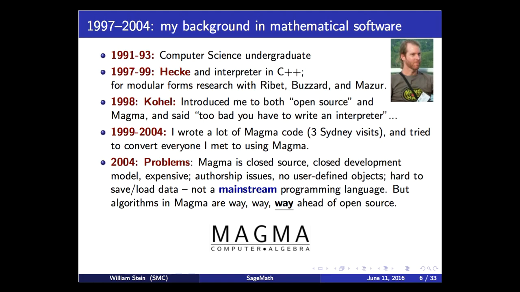And Magma was literally decades ahead of absolutely everything else at exact linear algebra and other things. Exact linear algebra turns out to be a really crucial input to doing calculations with modular forms, and it was one of the main bottlenecks in my software. So I started getting excited about what Magma could do, and I went down to the University of Sydney in Australia, where Magma is developed, several times, and wrote tens of thousands of lines of code that are included in Magma. It was great. I was super excited about Magma.